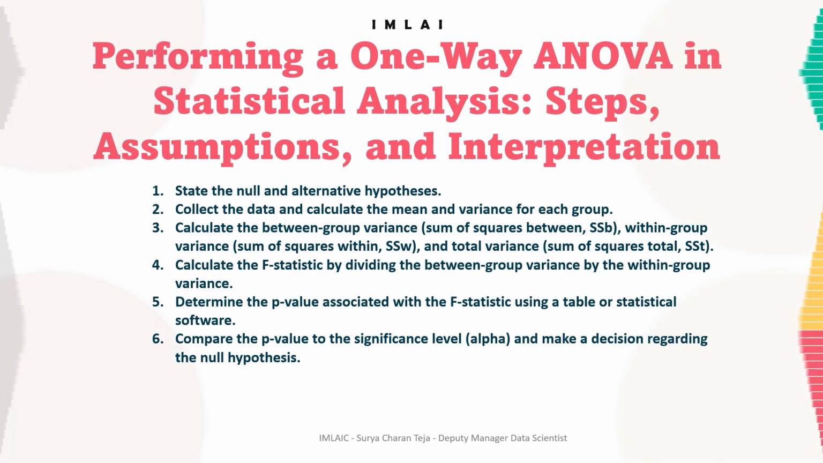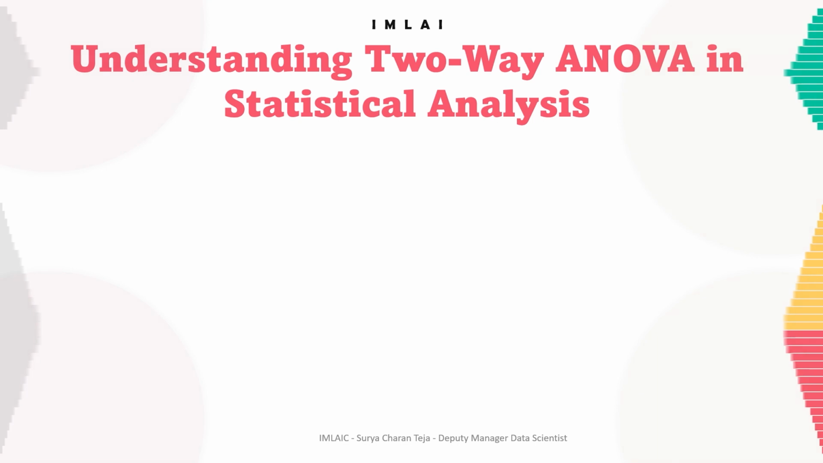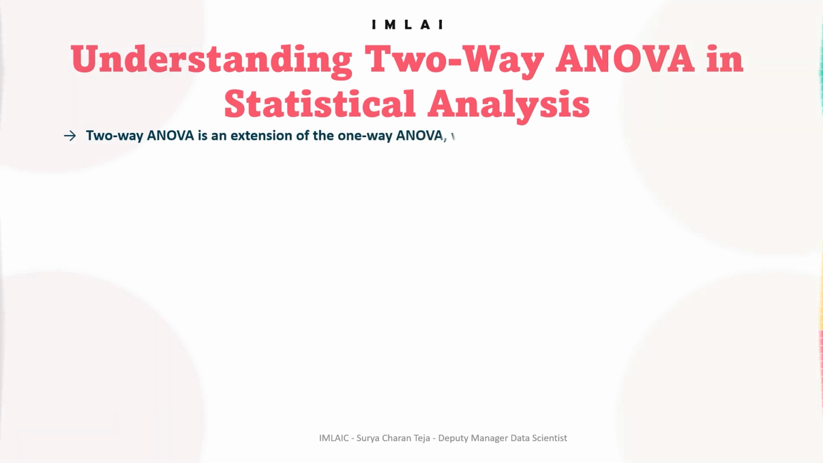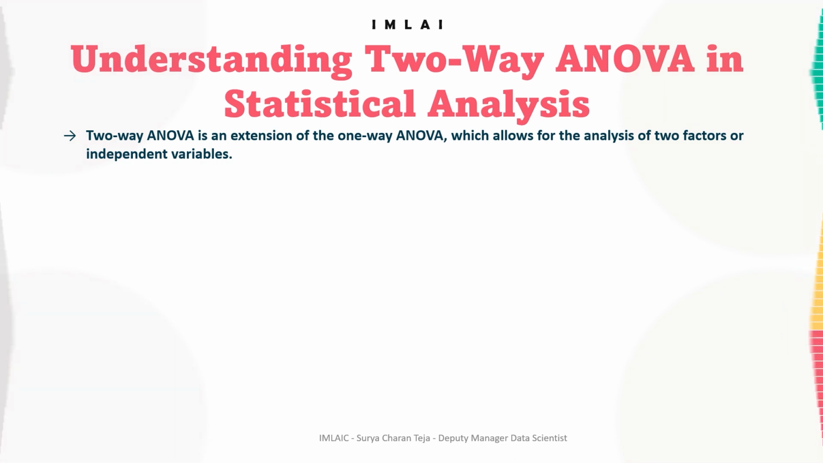Now let's look into the two-way ANOVA. We have seen one-way ANOVA. Now let's take up two-way ANOVA. Understanding two-way ANOVA in statistical analysis: two-way ANOVA is an extension of the one-way ANOVA, which allows for the analysis of two factors or independent variables. It examines the effect of two categorical independent variables on a continuous dependent variable.